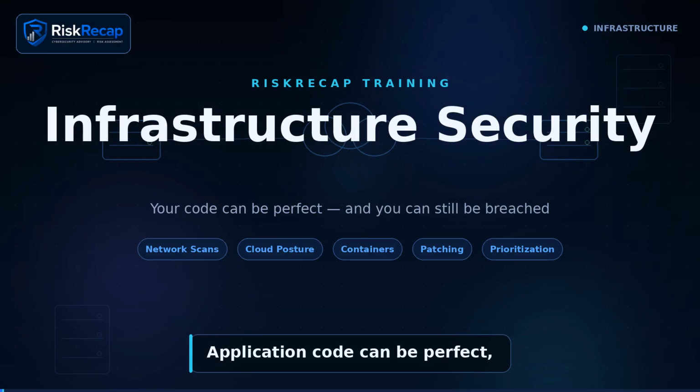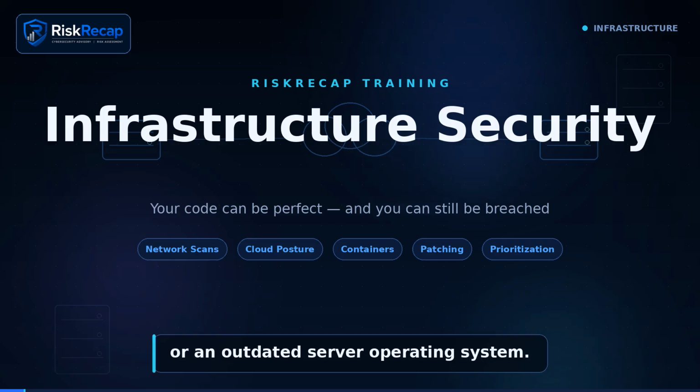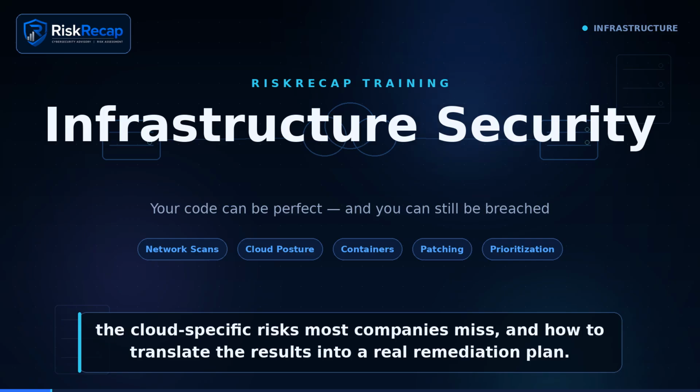Application code can be perfect, and you can still be breached because of a misconfigured cloud storage bucket, an open port, or an outdated server operating system. Today, we're talking about infrastructure security scanning, what it actually covers, the cloud-specific risks most companies miss, and how to translate the results into a real remediation plan.